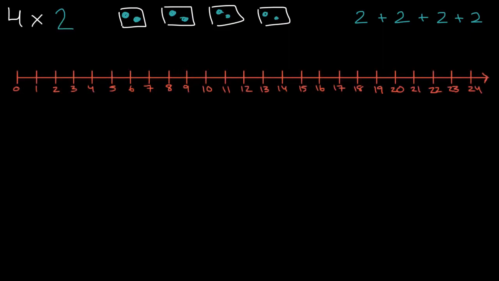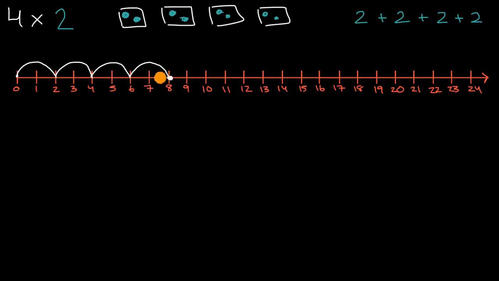And so we could imagine 4 times 2 being, all right, so this is 1 times 2, 2 times 2, 3 times 2, and 4 times 2. So we started at 0, and we took 4 hops of 2 along the number line to end up at 8. We went from 0 to 2, 4, 6, 8. We just skip counted our way to 8.